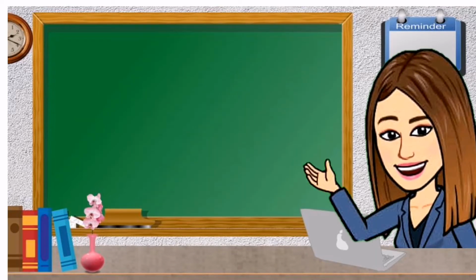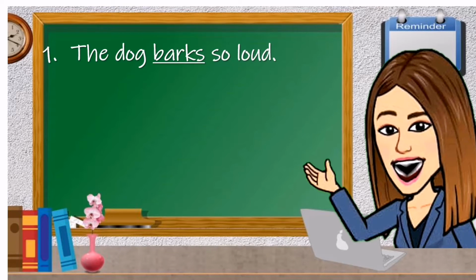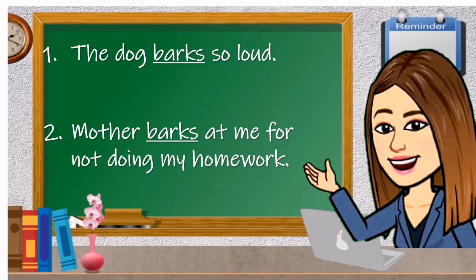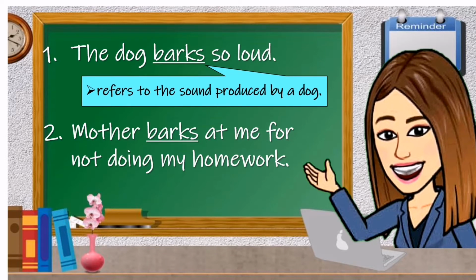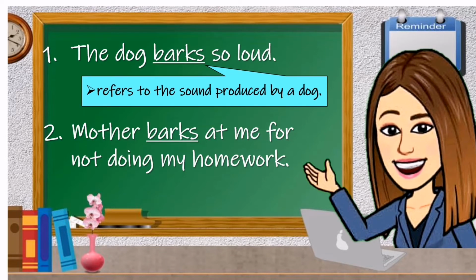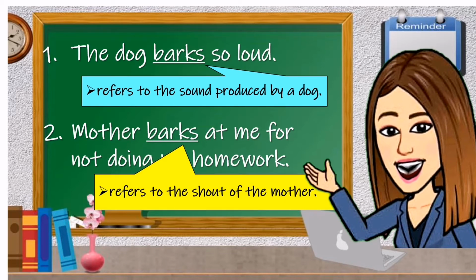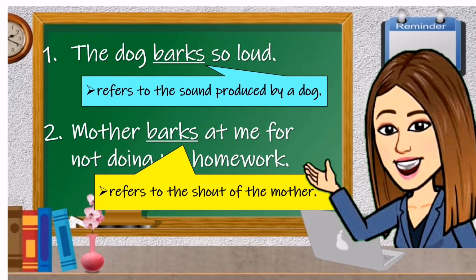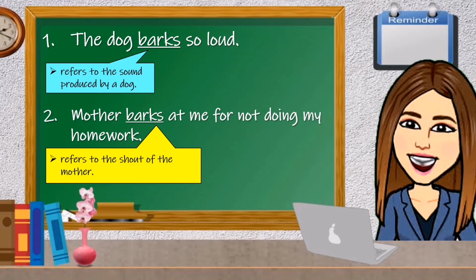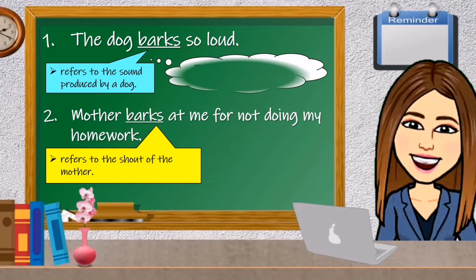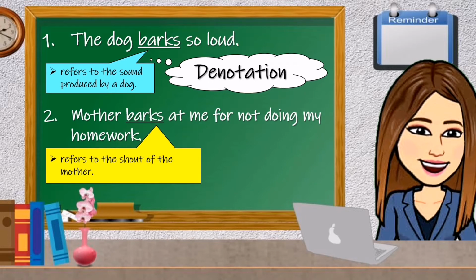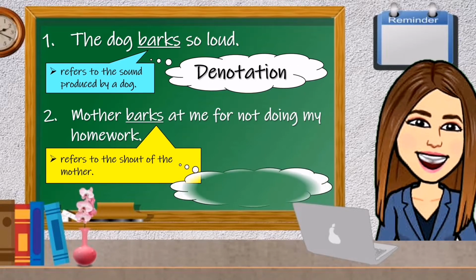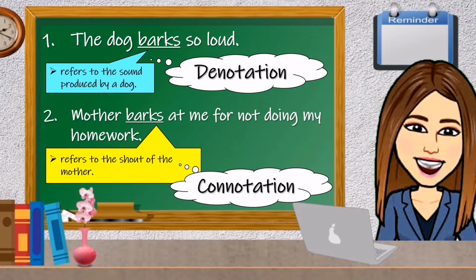Next example. The dog barks so loud. Mother barks at me for not doing my homework. The word barks in the first sentence refers to the sound produced by a dog, while the word barks in the second sentence refers to the shout of the mother, which is the action of the word that is being used. So the first sentence is an example of denotation because the word barks is the literal meaning of the word that is being used, while the second sentence is an example of connotation because it involves emotions of the word that is being used.